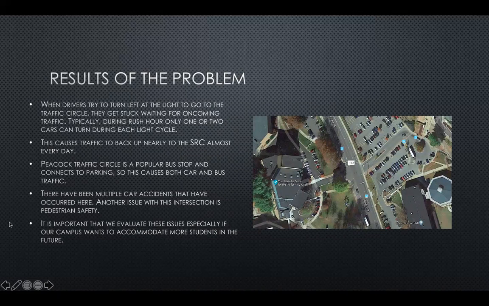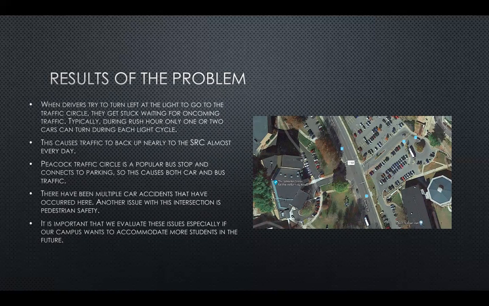Okay, so some of the results of the problem. When drivers try to turn left at the light to go to the traffic circle, they get stuck waiting for oncoming traffic. Typically during rush hour, only one or two cars can turn during each light cycle. This causes traffic to back up nearly to the SRC almost every day.